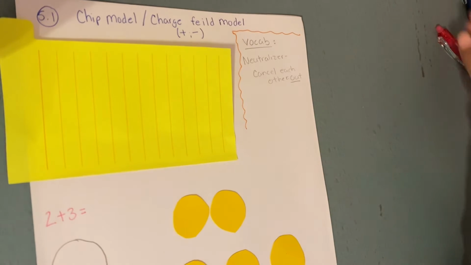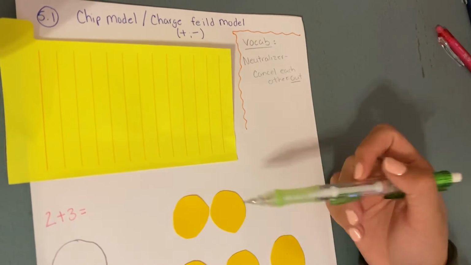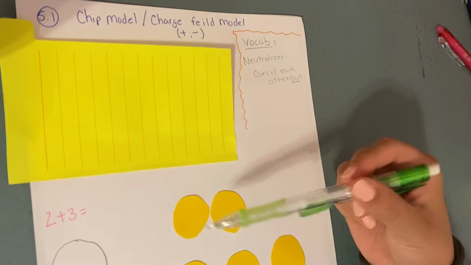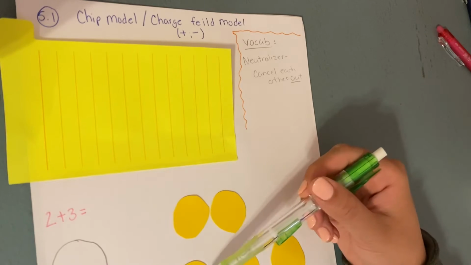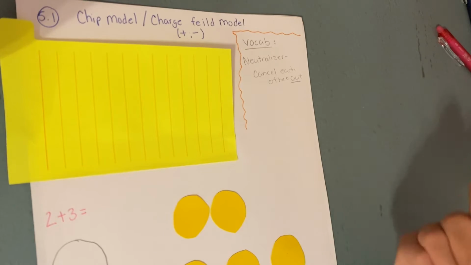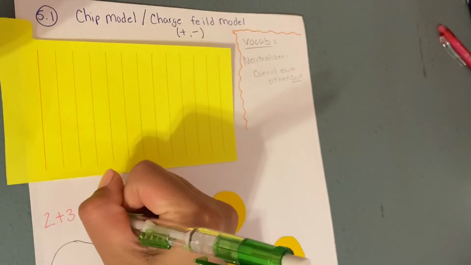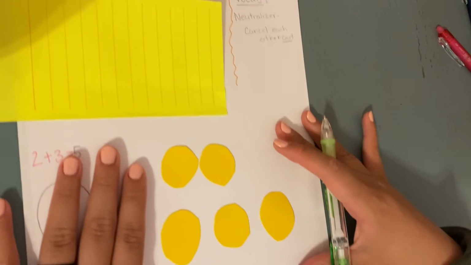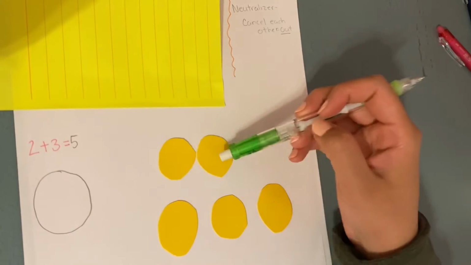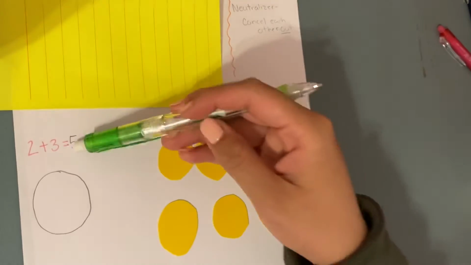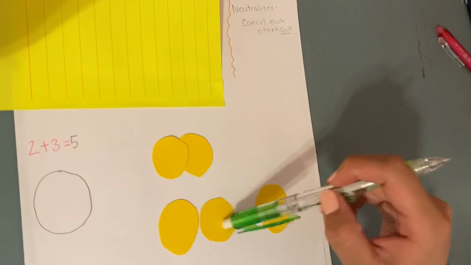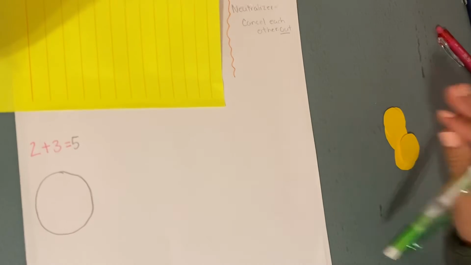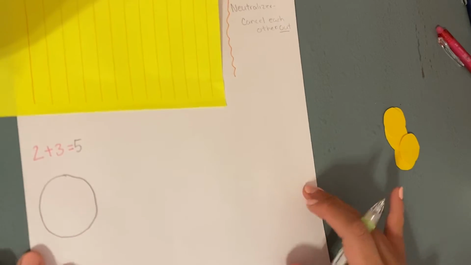Okay, so we can go ahead and count them, which are going to be our 2 that we started off with plus our 3. So it's going to be 1, 2, 3, 4, 5. Our answer is going to be 5, as we can see demonstrated by our chip model. We started off with 2, and we're going to add the 3. That is the chip model part for this problem.